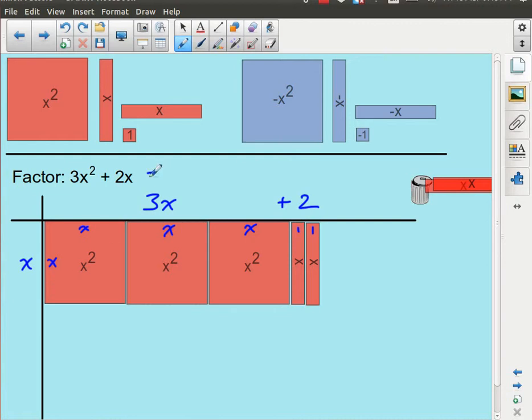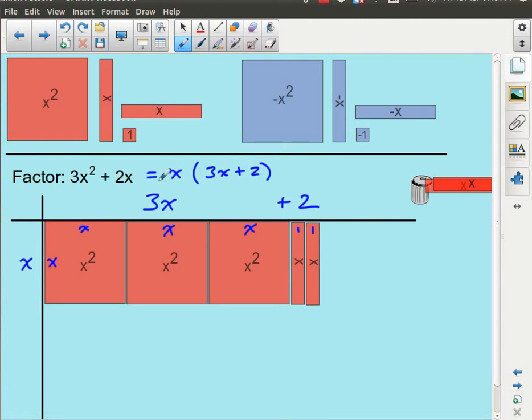So the answer to this one is I've got a common factor. Normally what we put in front is going to be the smaller of the terms that we pull out here. So normally we think of the x being the common factor, and then what's left over is 3x plus 2.